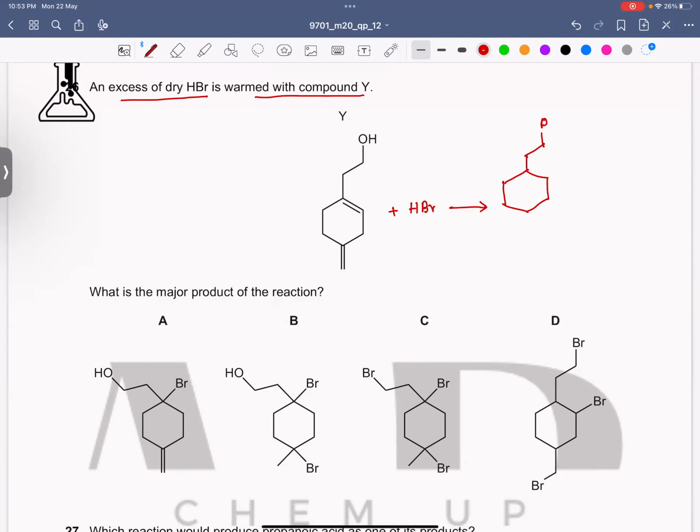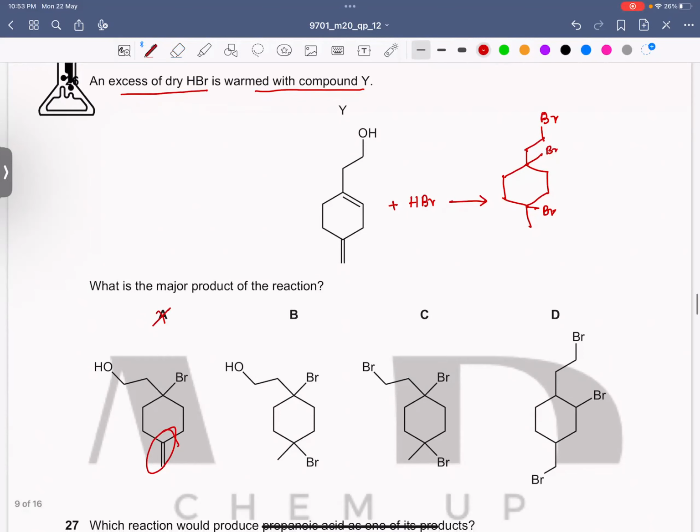Here OH is substituted by Br, and the double bond has one bromine and a hydrogen over here, and that double bond also has one bromine and hydrogen on the other side. So there is no need to put the hydrogen in the skeletal form. So A goes wrong. Why? Because of a double bond. B goes wrong because there is still an OH over here.